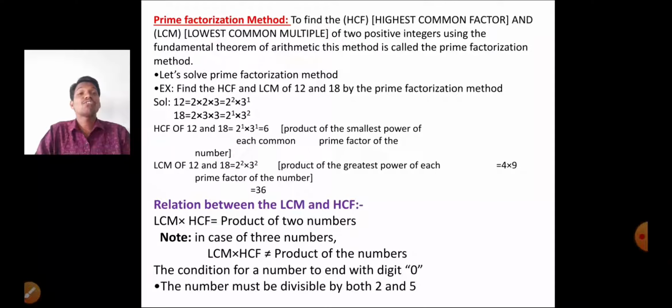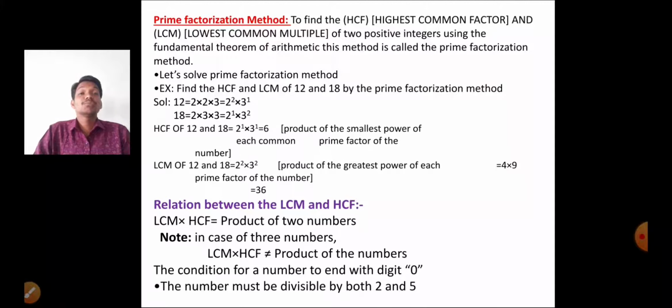Next, to find the LCM of 12 and 18, take the product of the greatest powers of each prime number. So here the greatest powers are 2 square and 3 square. 2 square means 4 and 3 square means 9. 4 9s are 36. The relation between LCM and HCF: LCM into HCF equals the product of the two numbers.